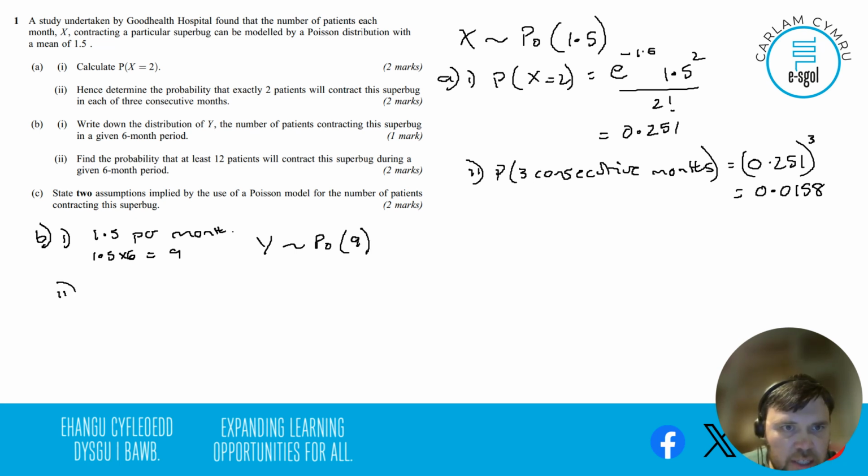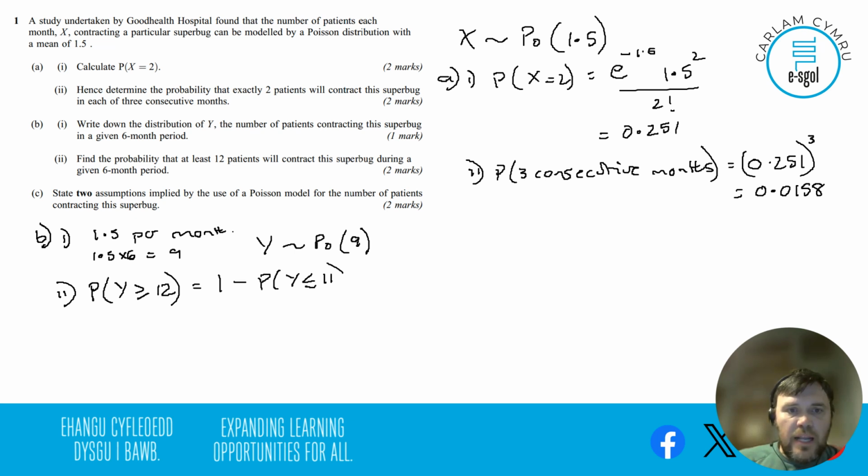And then part 2, it is find the probability that at least 12 patients will contract this superbug during this given 6-month period. So if we say that the probability that, what do we want, at least 12, so Y must be greater than or equal to 12. Now this is where I wouldn't use the statement of the calculation, because you're going to have to do it for x equal to 0, 1, 2, 3, 4, 5, 6, 7, 8, 9, 10, and 11. So here they would expect you to use tables, because to calculate this is going to be 1 minus the probability that Y is less than or equal to 11.